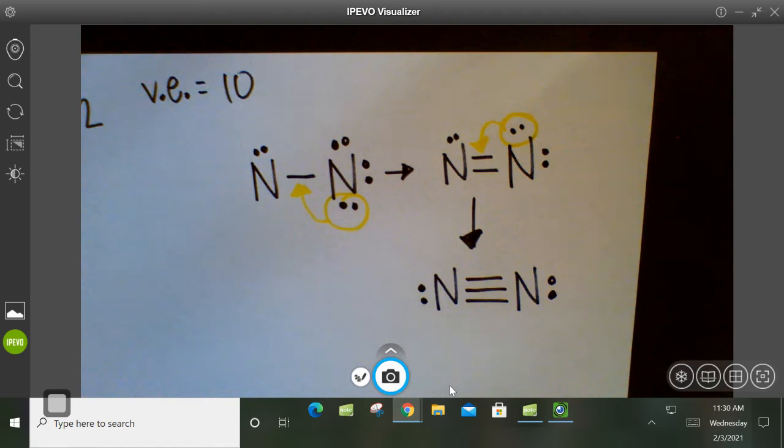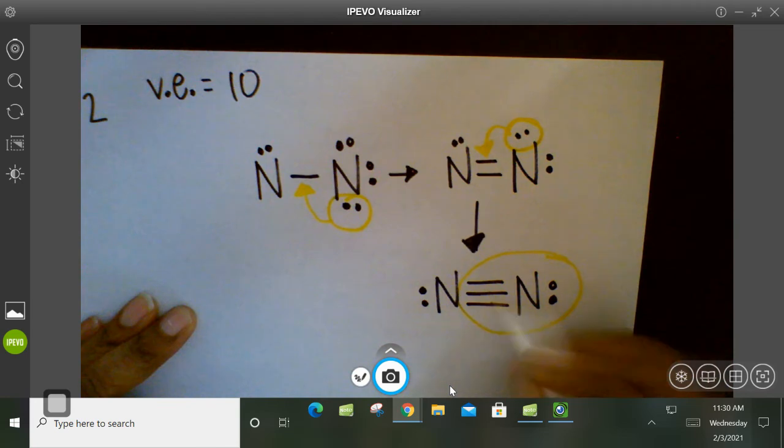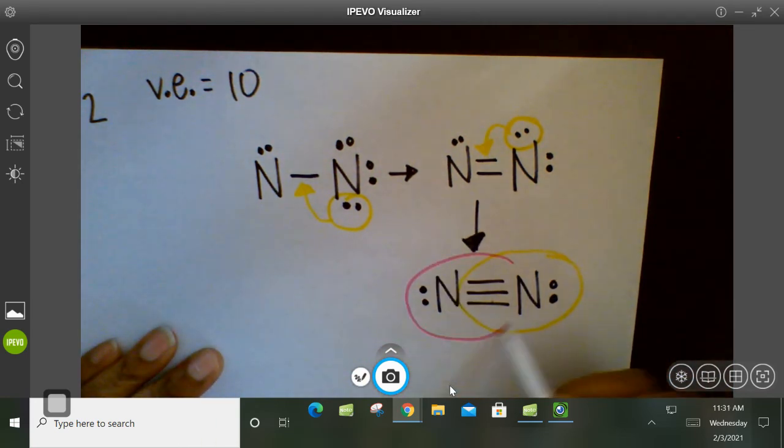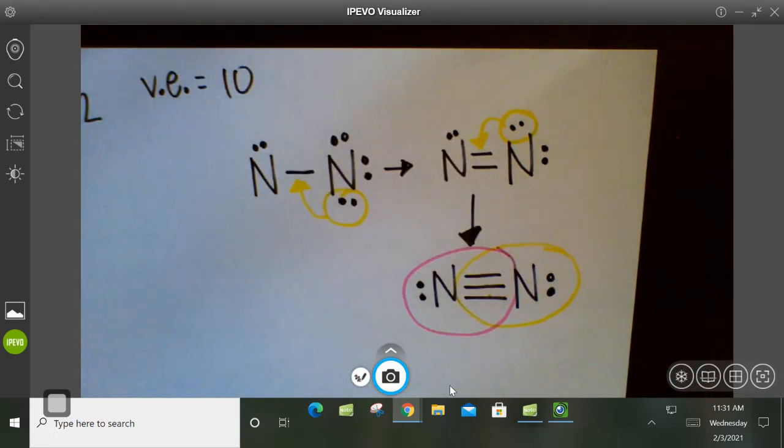So now when I count, and I'll circle the whole thing, I have 2, 4, 6, 8. And when I count this nitrogen, I have 2, 4, 6, 8. All right. And so the key with having to use multiple bonds is you will not be able to achieve your octet without them. Okay. You can't get it without changing a lone pair to a bonded pair. And so that's going to be the thing that helps you. All right, guys.